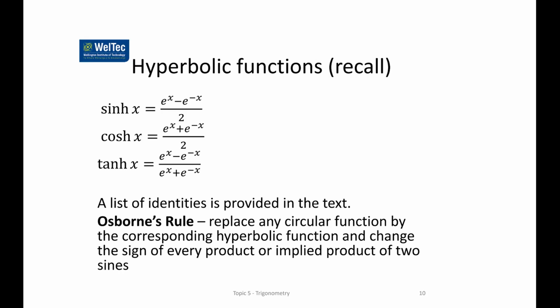We've done all these. We've done hyperbolic sine when we were looking at the exponential functions. We've done the definitions of sinh and cosh and tanh, and the list of identities is in the textbook. There's just a little rule that's called Osborne's rule, that if you take any circular function like ordinary sine or ordinary cos and replace any of ordinary sine by the corresponding hyperbolic one, and change the sign of every product or every implied product of two sines, then you're going to get all the rules that we had before for sinh and cosh and tanh.